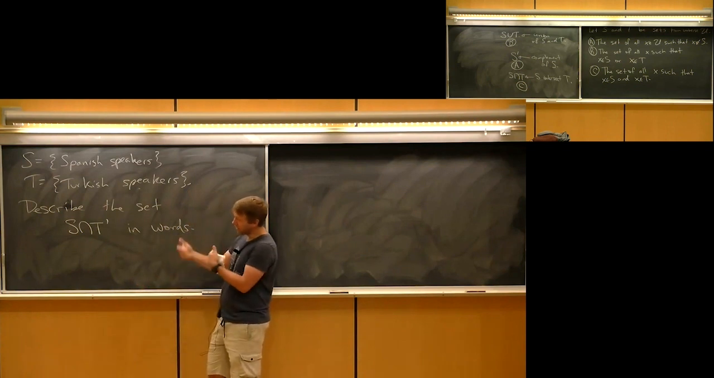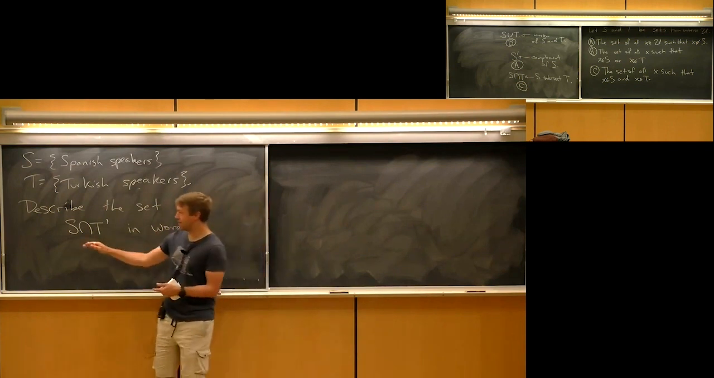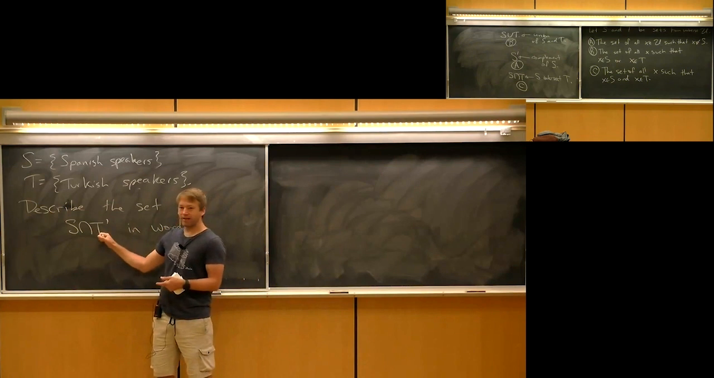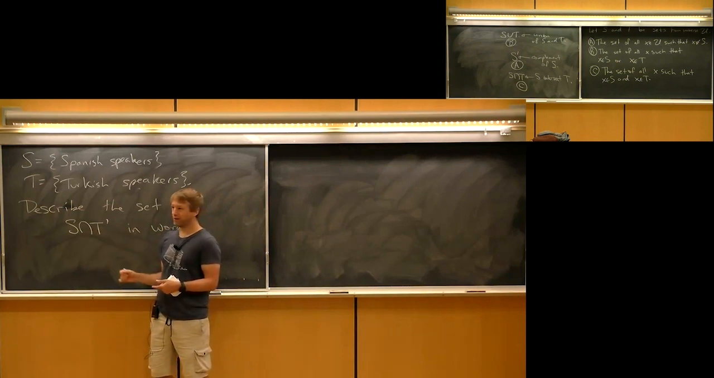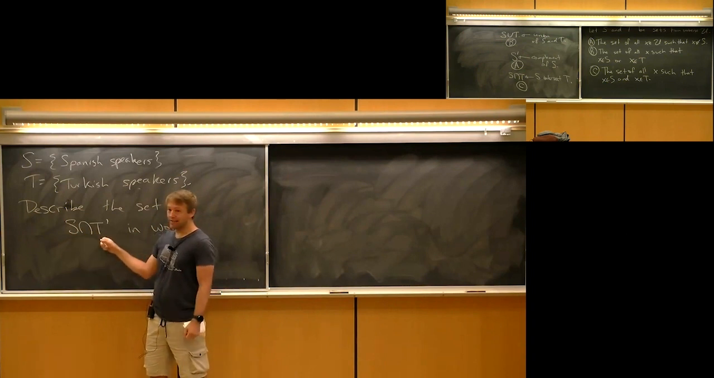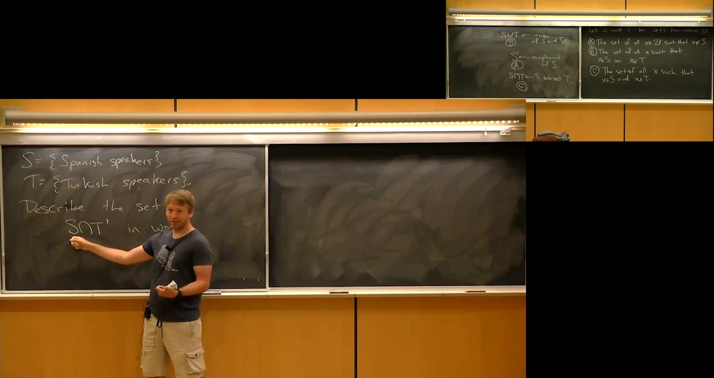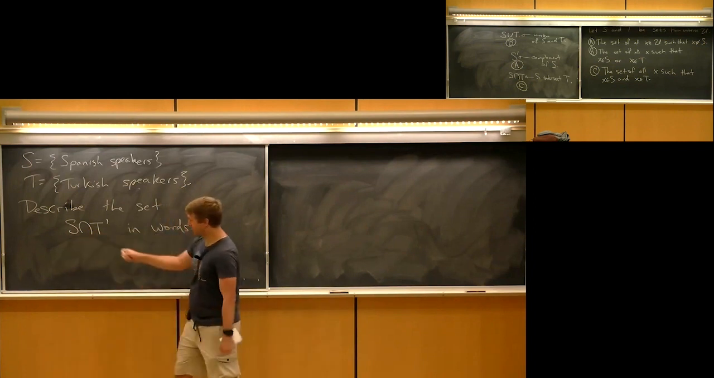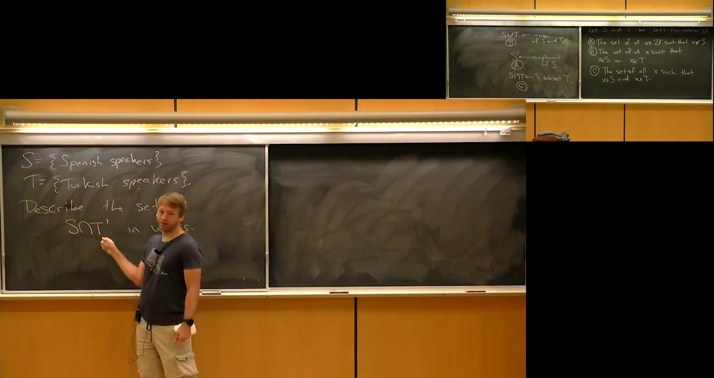You can reason that out by remembering the definition of complement and the definition of intersection, right? Everyone in this set should be in S and in T complement. Being in S means that you speak Spanish. Being in T complement means you do not speak Turkish. So it's all the people who speak Spanish and don't speak Turkish.